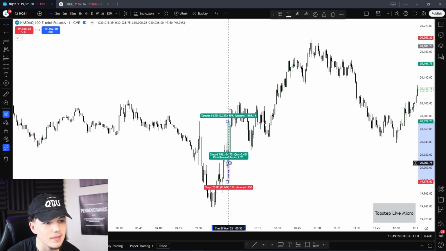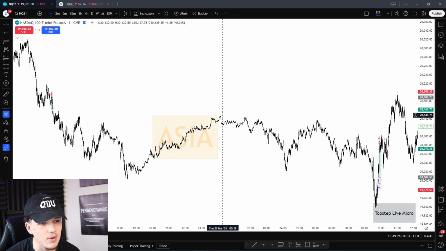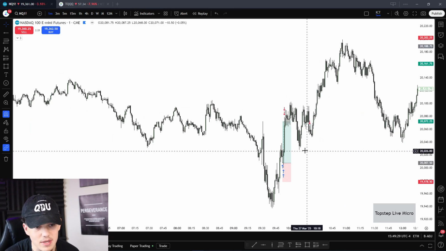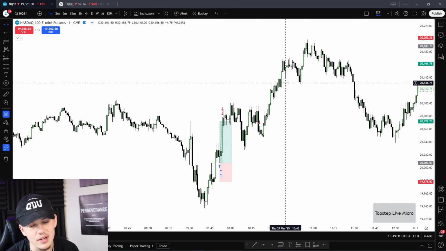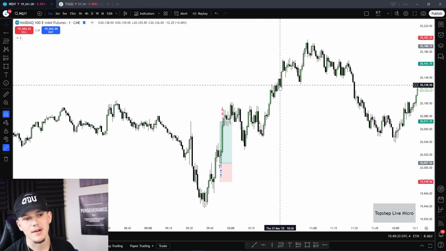2RR. That's simple. I wanted to target these equal highs, but I didn't like how we took so long in this fair value gap, so I ended up closing. I could have held it on because as soon as I closed, we actually went up higher, but it's okay.